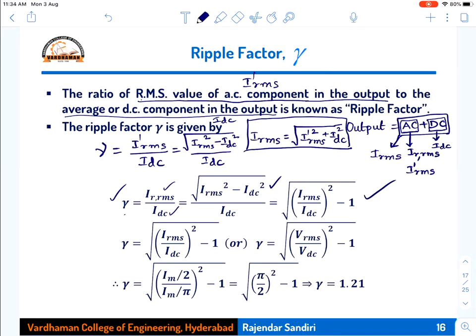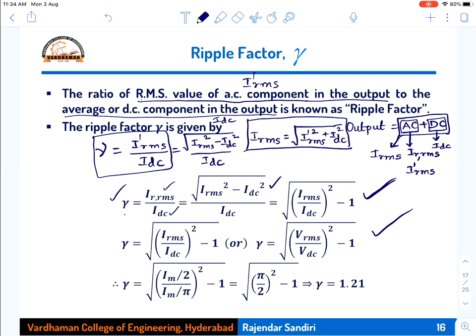So we can write it as I dash RMS by IDC as one formula. Then in terms of IRMS and IDC it will be this formula. Or in terms of voltages, in place of IRMS we can write VRMS, and in place of IDC we can write VDC. So we can write it in terms of currents or in terms of voltages. Both will be the same. Okay. Then we substitute those values.